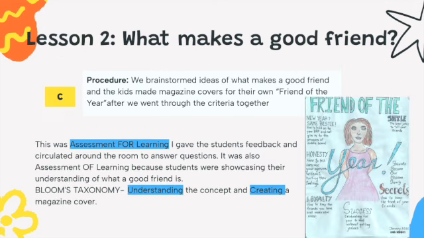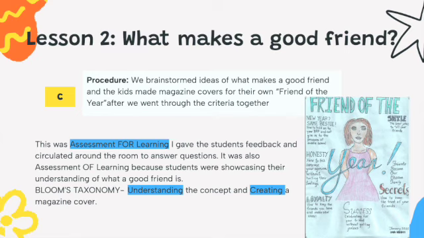For lesson 2, what makes a good friend? We began by brainstorming ideas of what makes a good friend, and then I went through the criteria for this assignment, and they had to make their own magazine covers about their friend of the year. And this was an assessment for learning. I gave the students feedback and circulated around the room to answer questions.